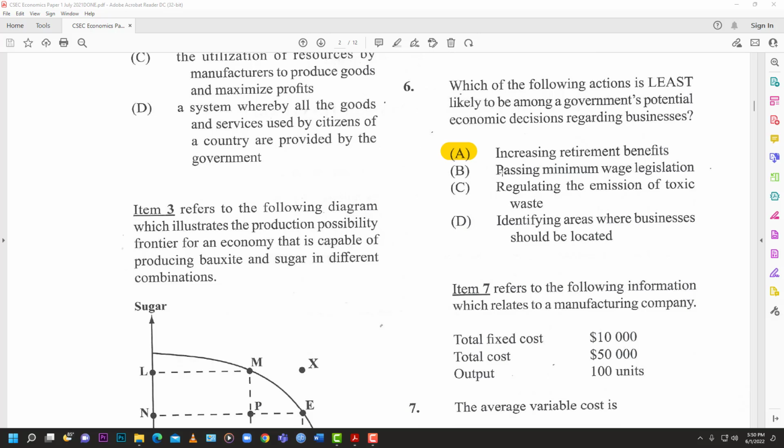Number 6, which of the following actions is least likely to be among a government's potential economic decisions regarding businesses? Least likely. So which one would the government least likely be involved in? And so the best answer here is A, increase in retirement benefits. All the rest are laws and regulations. There's a minimum wage law. There are regulations or rules or laws that regulate emissions.